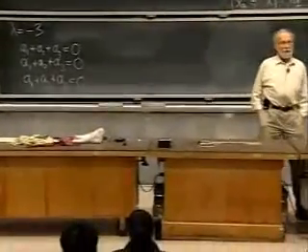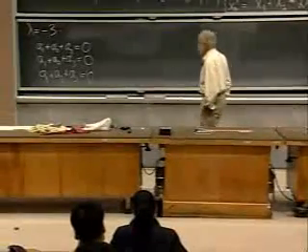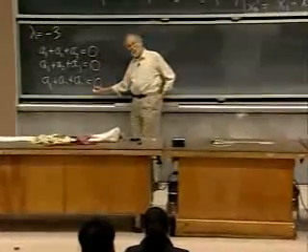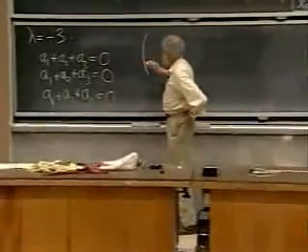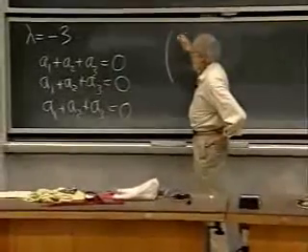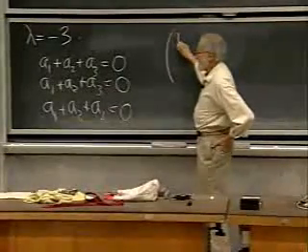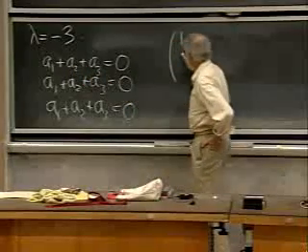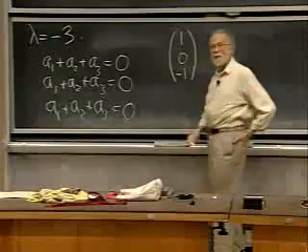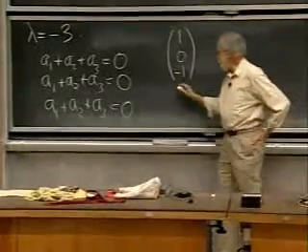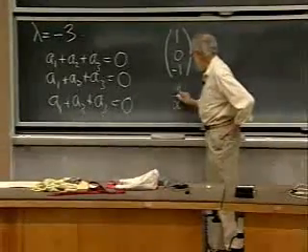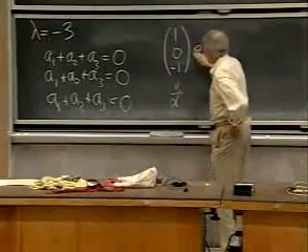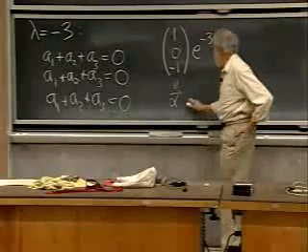But I still have to solve it. Now, what you see is that there are lots of solutions to this. Let me write down one of them. For example, suppose I made A1 equal to 1, and I made A2 a 0, then A3 would be -1. So here's a solution. That's the eigenvector. And with it, I can make the solution by multiplying by e to the -3t. So there's a solution.